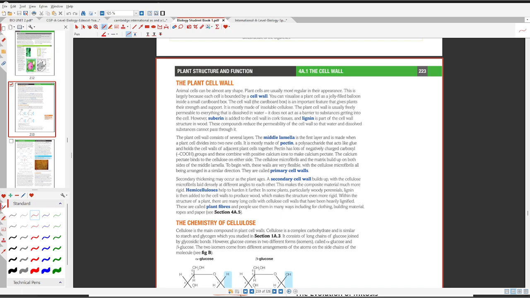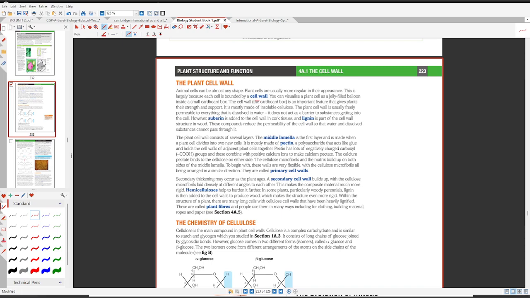Okay, so let's just go through this a bit because I do enjoy how they word things here. Plant cells are bounded by a cell wall. Think of a cell as a jelly-filled balloon inside a small cardboard box. The cell wall is the cardboard box, important, and so on.